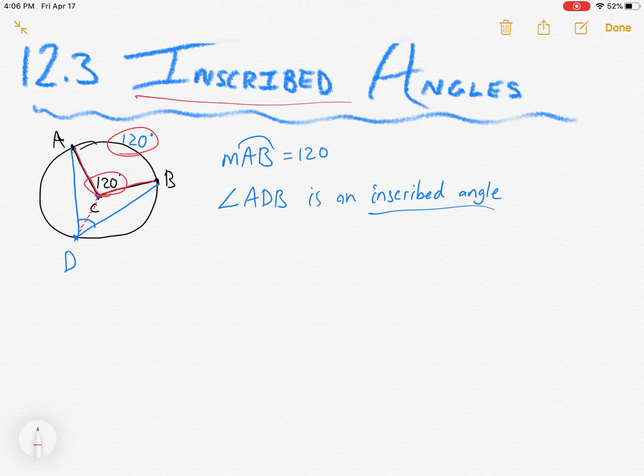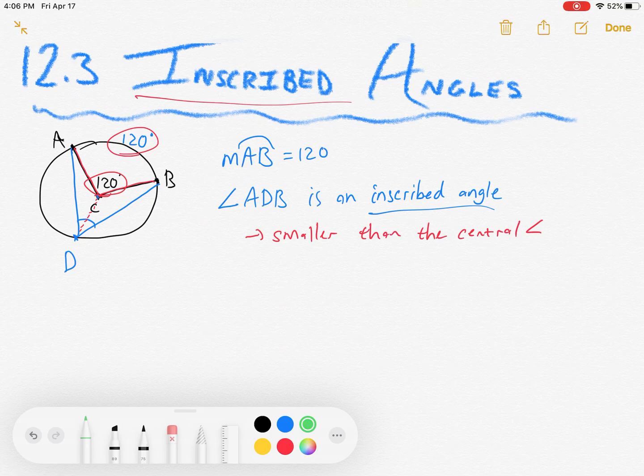Now you back up to D. As you do, what's happening to that angle? It's getting smaller, right? You're spreading the same width at AB, but you're doing it in more time. You have more time to do it, so the angle is smaller. So it's always going to be smaller than the central angle.